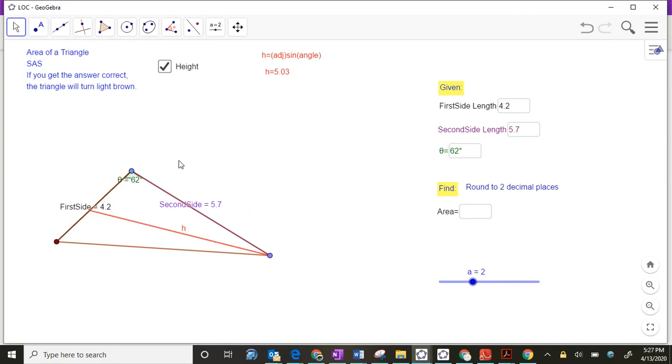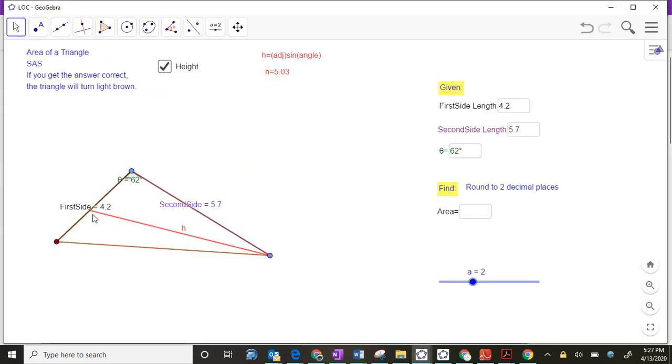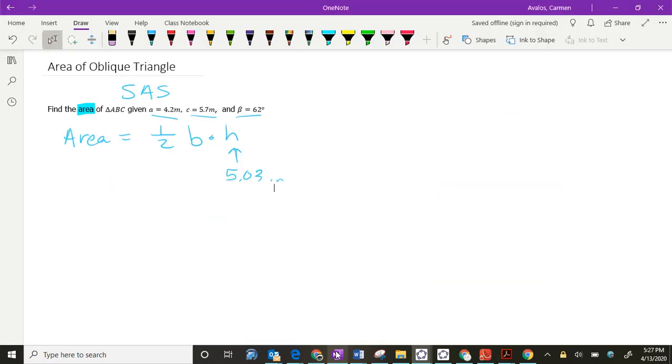In order to find the area, let's go back and figure that out. I know what the height is. We said it was 5.03. And we said that the base is where the height is falling, so this here is your base. That's 4.2, and so this base here is going to be 4.2, not 0.2.